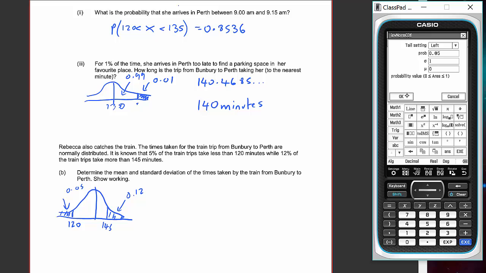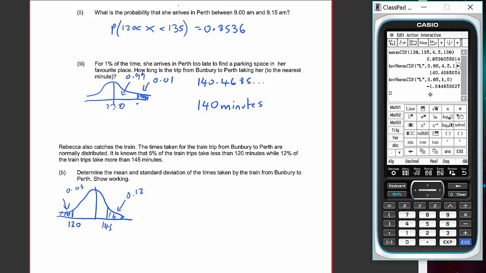0.05 and click OK, and we get negative 1.6. Let's call that negative 1.645. So negative 1.645 is equal to, now remember this is the mean and we've got a standard deviation of sigma, so if we z-score this 120, we get 120 take away mu divided by sigma. Do the same at the other end.